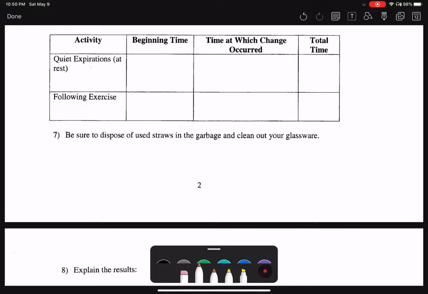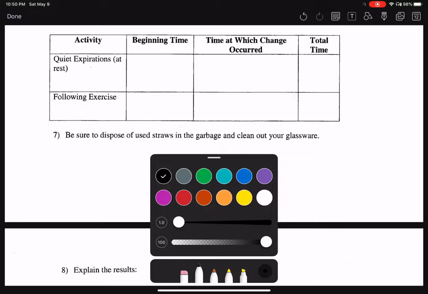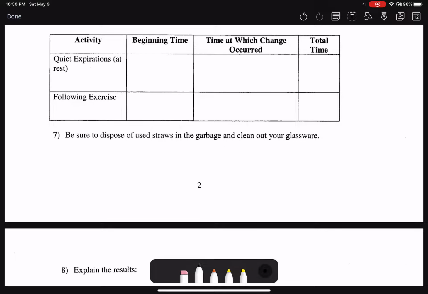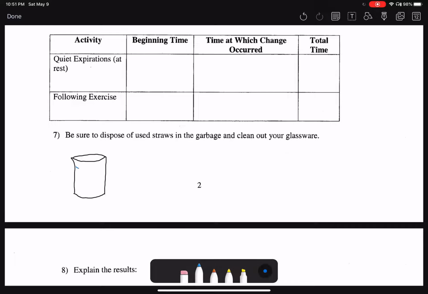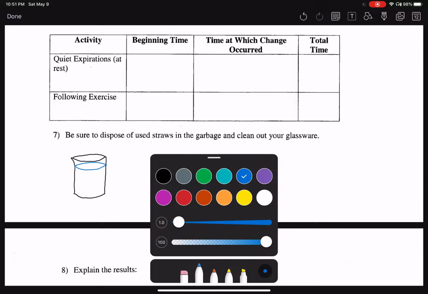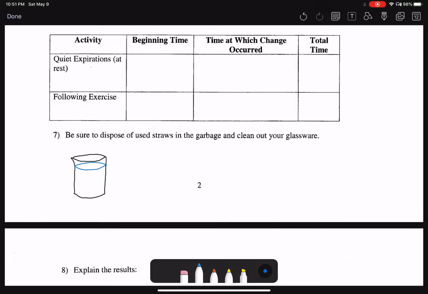So let's switch colors. Let's do black for our glassware. So we're going to start off with a big beaker that holds 200 milliliters. And we're going to fill it up with an aqueous solution of sodium hydroxide. So what we're going to do in order to make that aqueous solution is first we're going to fill up the beaker.